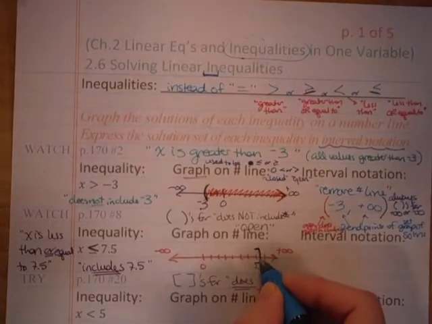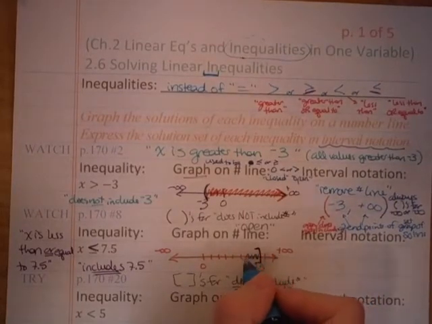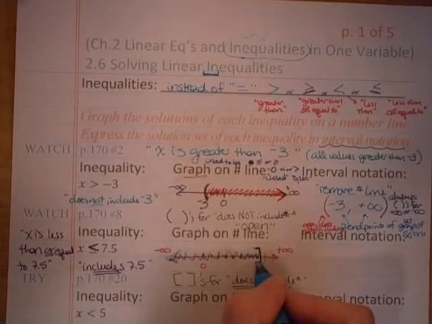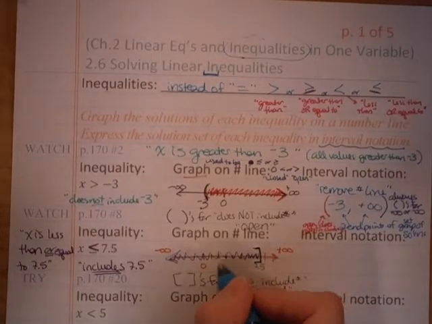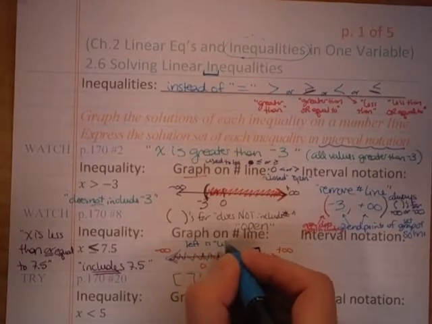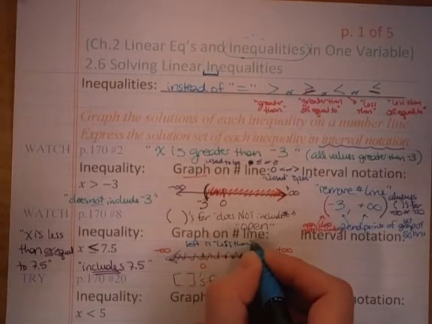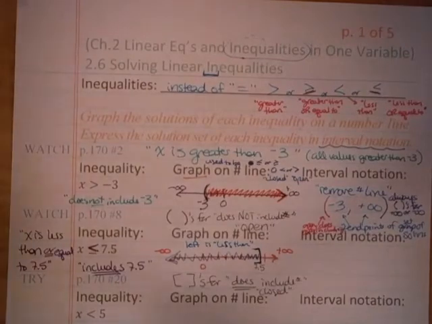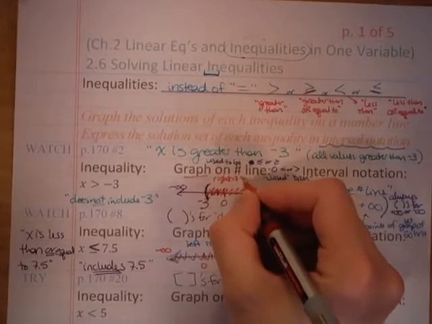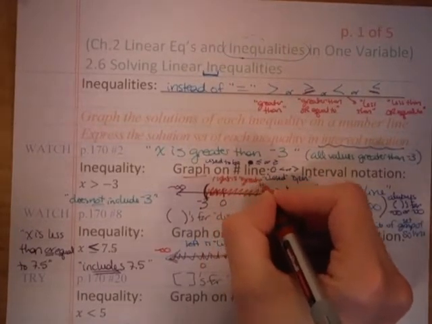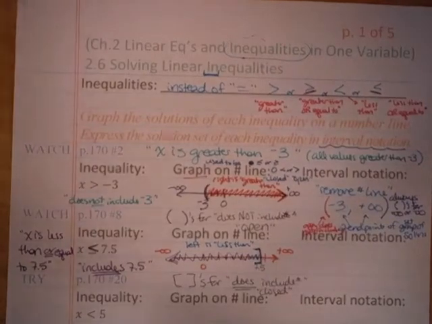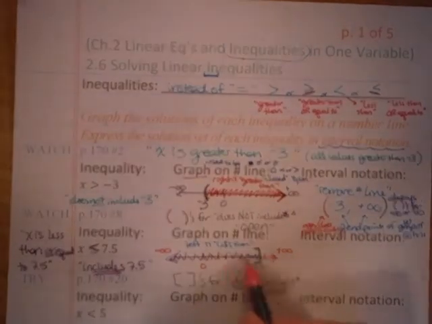Notice how I face the bracket in the direction of what I'm going to shade, because I'm including all the values less than or equal to 7.5. So I go to the left for less than. Okay. And let's write that up here too. To the right is greater than. So to the left is less than, to the right is greater than. And that's what the number line looks like.